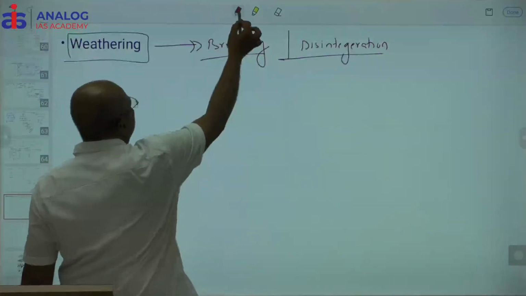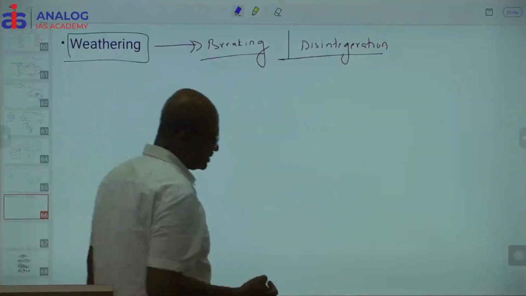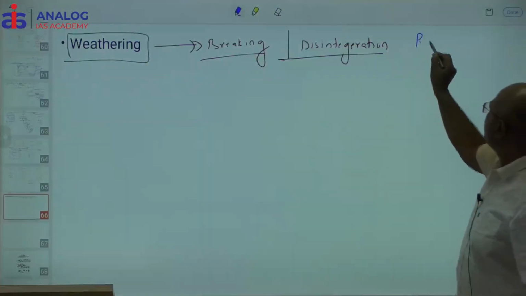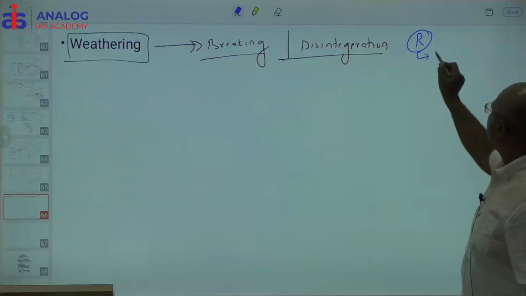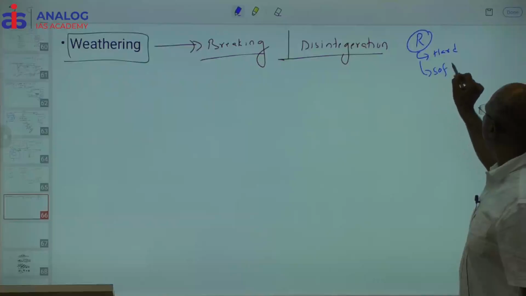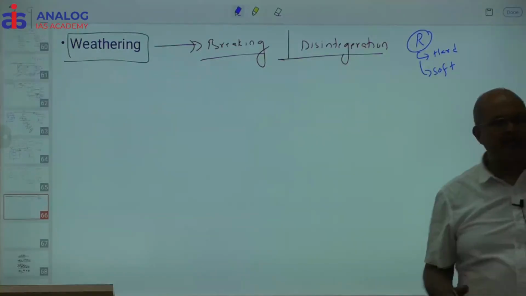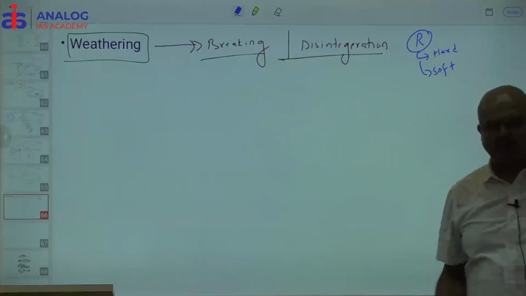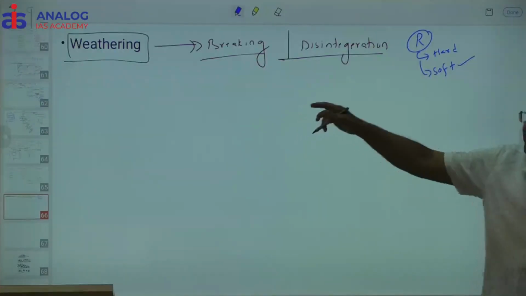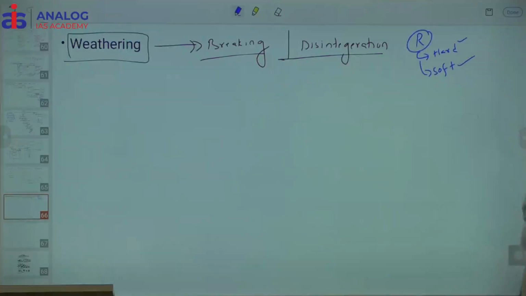Now, before moving down to this weathering process, the rock can be hard rock or the rock can be soft rock. Which rock can break faster? The soft rock. So this is simple. Soft rock undergoes weathering very fast, and hard rock will take more time to disintegrate. This is one way of classifying the rocks. The other one is igneous, sedimentary, and metamorphic.